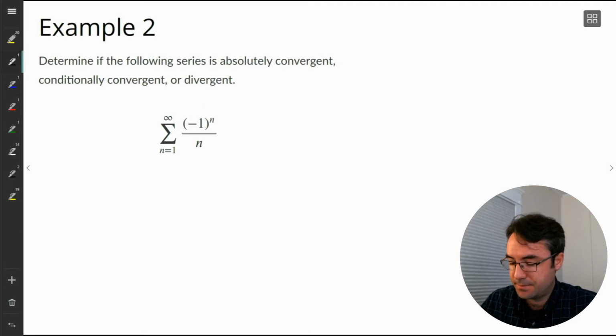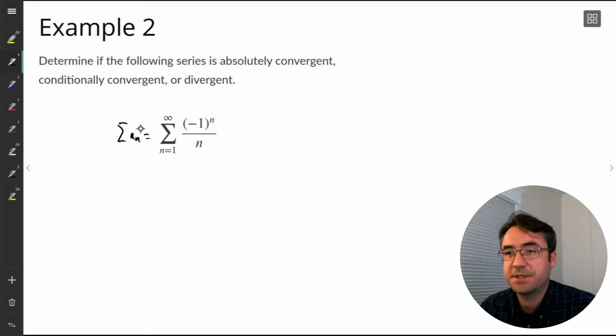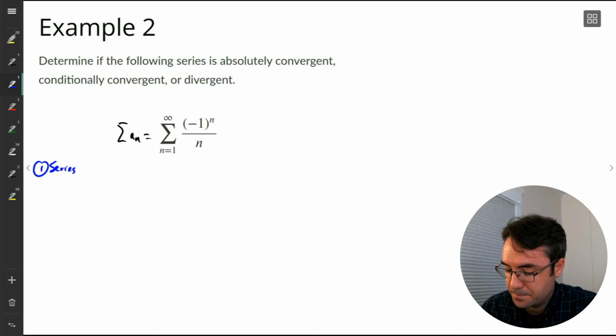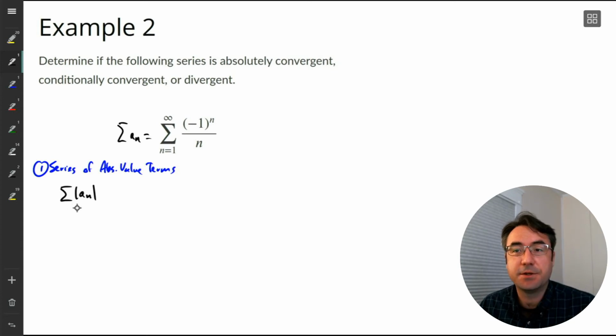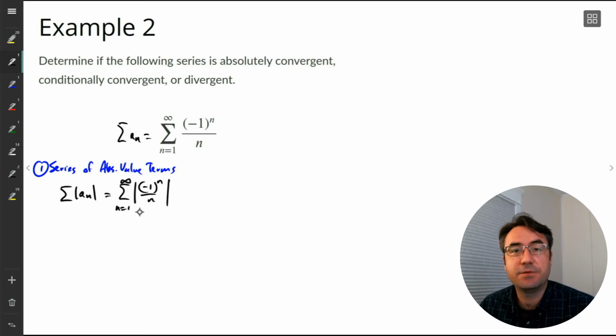So to start, and again, it helps to remember, this is just our original series. So this is sigma an. We're going to start by looking at the series of absolute value terms. So let's write out what that looks like. So we're doing the absolute value of an here. That's just the series of absolute value terms. Let's write it out specifically for our series. So from n equals 1 to infinity, now we're applying the absolute value to everything, to each individual term.